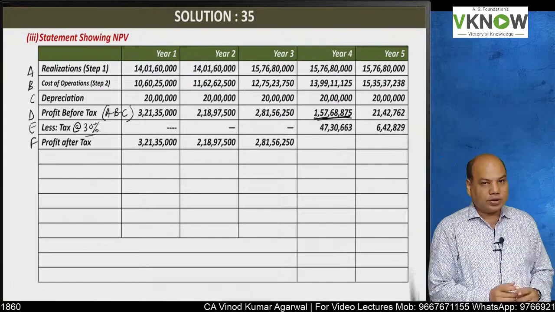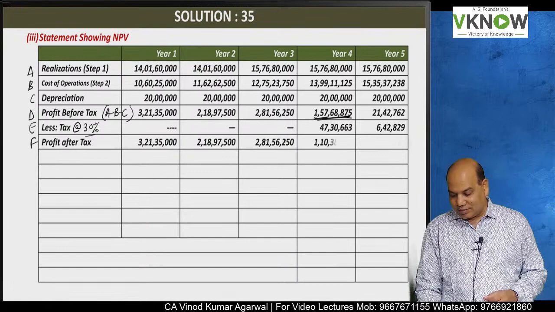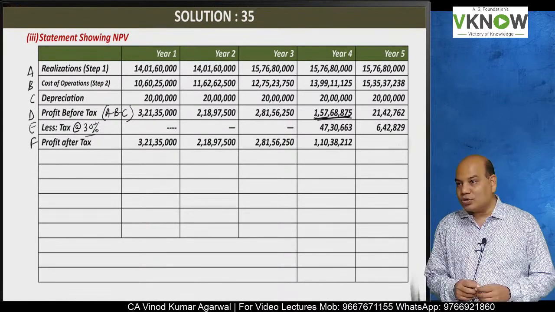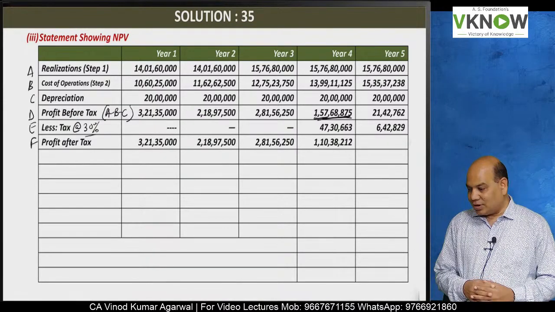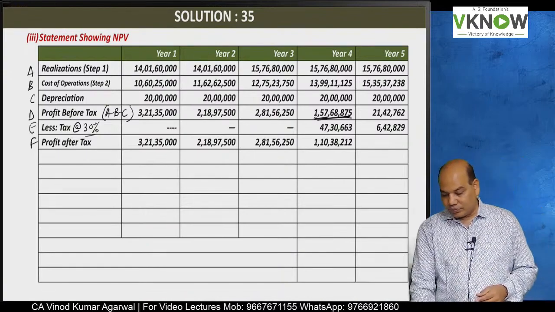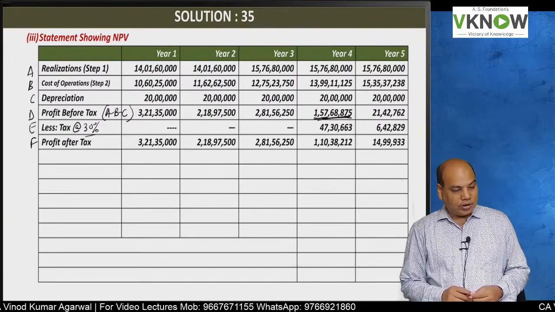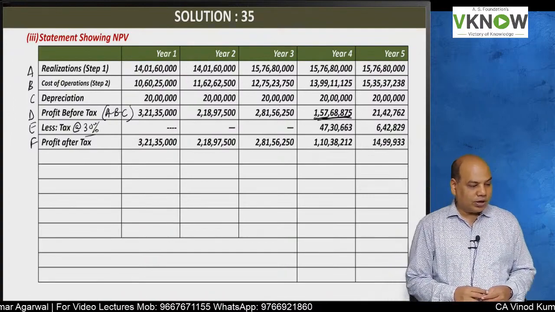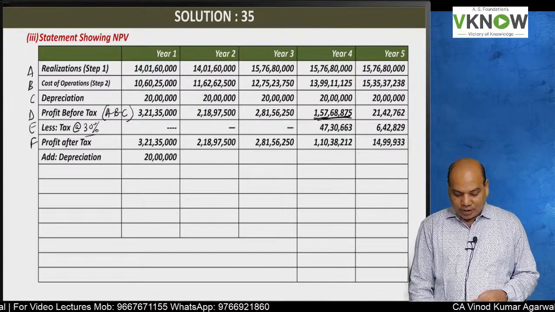Anybody for the fourth year? Fourth year, PAT 1 crore 10 lakh 38,212. Very good. Next, the last one. Last year is how much? 14 lakh 99,933. And now write down add back depreciation.